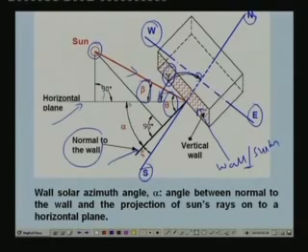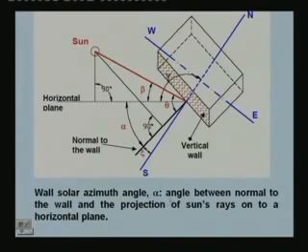So I introduce here two new angles: one is what is known as wall solar azimuth angle alpha, and the other angle is surface azimuth angle zeta. First let us look at wall solar azimuth angle alpha. Wall solar azimuth angle alpha is defined as the angle between the normal to the wall, that means this thick line, and the projection of sun's rays onto a horizontal plane. The projection of sun's rays onto a horizontal plane is this. So alpha, which is called the wall solar azimuth angle, is this angle, between the normal and the projection of sun's rays onto a horizontal plane. So that is alpha.